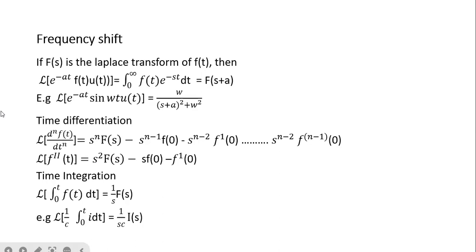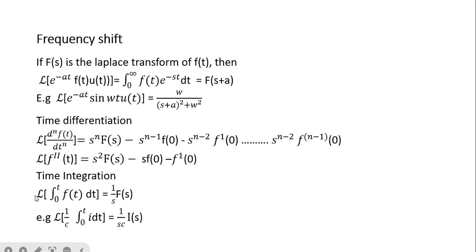Then we have time integration, which is another very important property. Now, if we're looking at time integration, you're going to be having the Laplace transform of what? This, f(t) dt. If this is the Laplace transform of an integral, you're going to be having 1 over s times F(s). That is what this is telling us. Just like you have the Laplace transform of a derivative here, this is a Laplace transform of an integral function. This is what is going to be 1 over s, F(s).